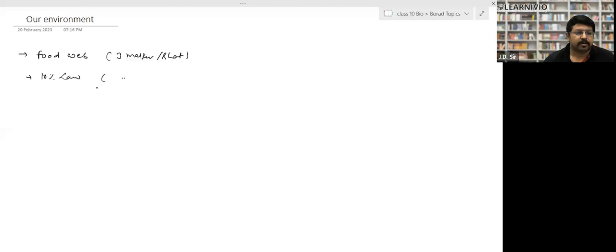And ozone depletion, that may be a 3-marker short question. That's it.